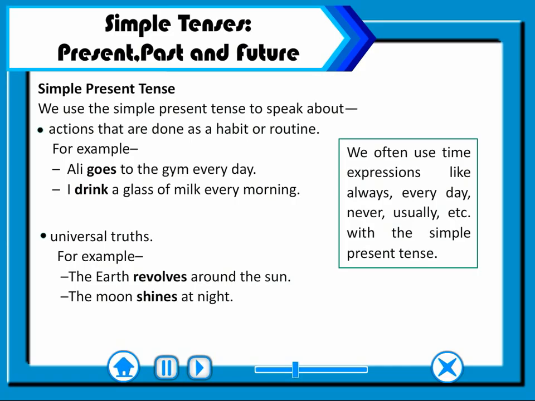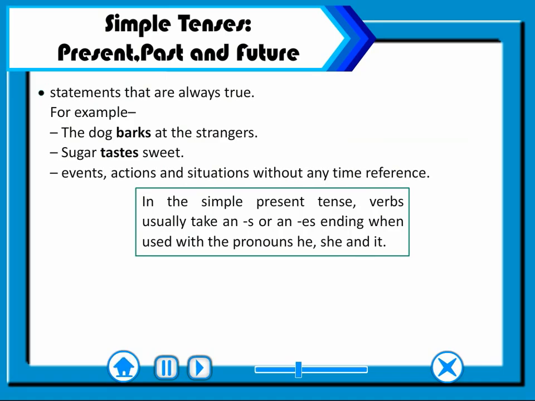Universal truth. For example, the earth revolves around the sun. The moon shines at night. Statements that are always true. For example, the dog barks at the strangers. Sugar tastes sweet. In the simple present tense, verbs usually take an s or an es ending when used with the pronouns he, she and it.